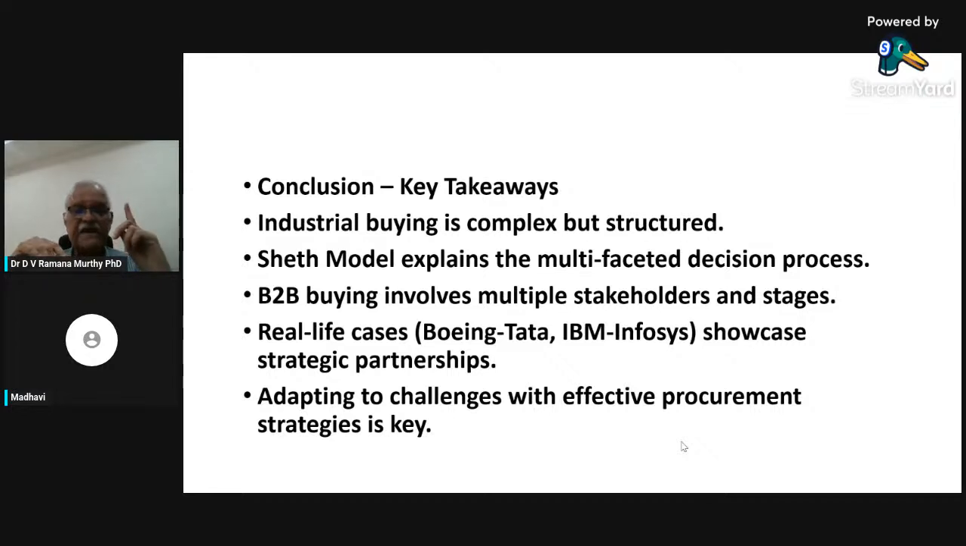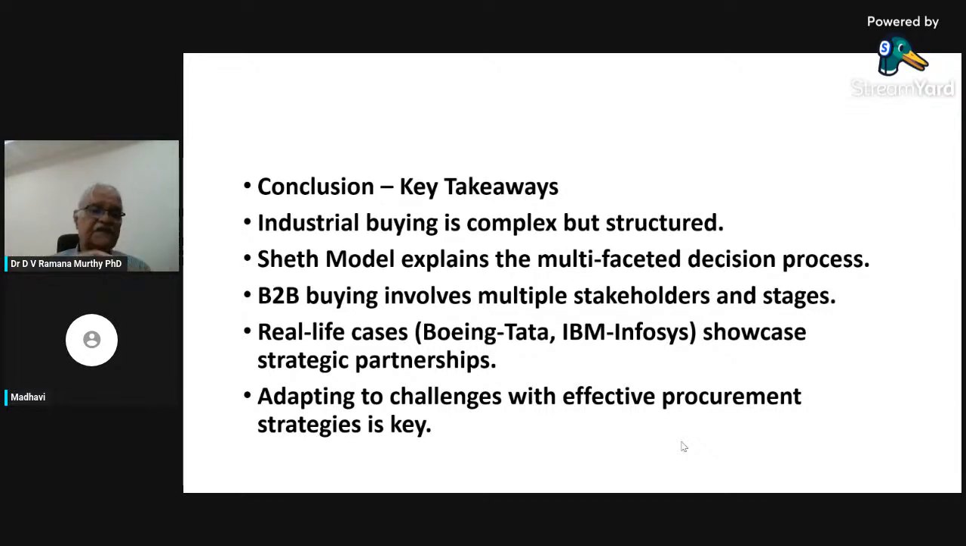Note here it's B2B buying, business to business. That means the supplier is one business and your company is another business house. So B2B buying involves multiple stakeholders and stages. It's a complex decision with a lot of people involved, people on the supplier's side and people on the company's side. We have already seen real-life cases like Boeing and Tata coordination, IBM and Infosys coordination. Here Boeing is the company and Tata is the supplier; IBM is the company and Infosys is the supplier of software. These are all very important strategic partnerships, as in the cases we have discussed.